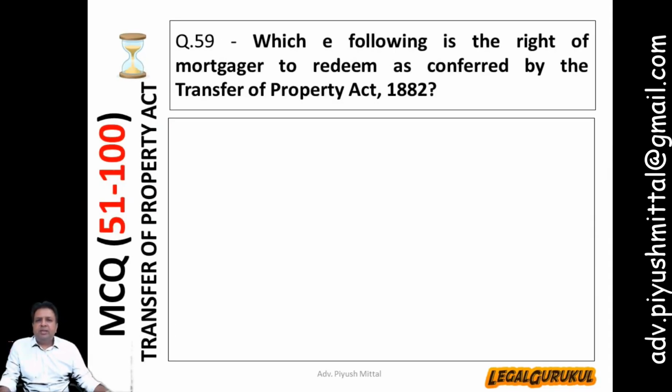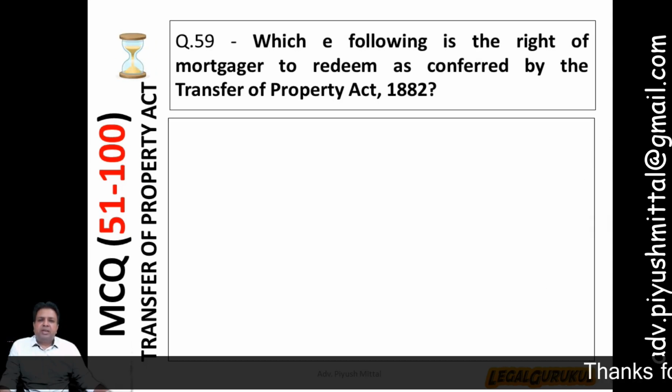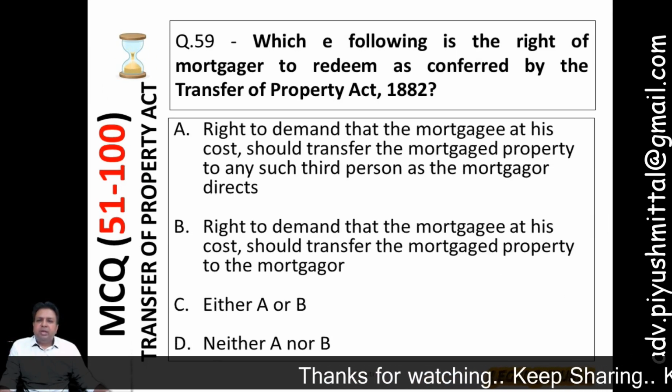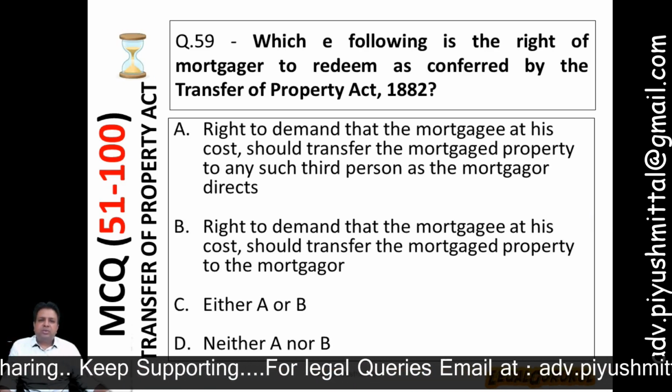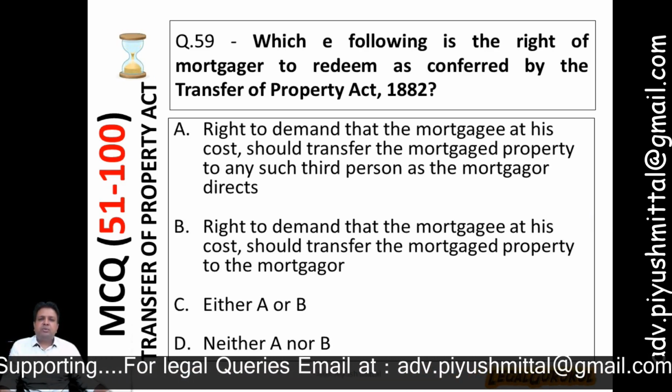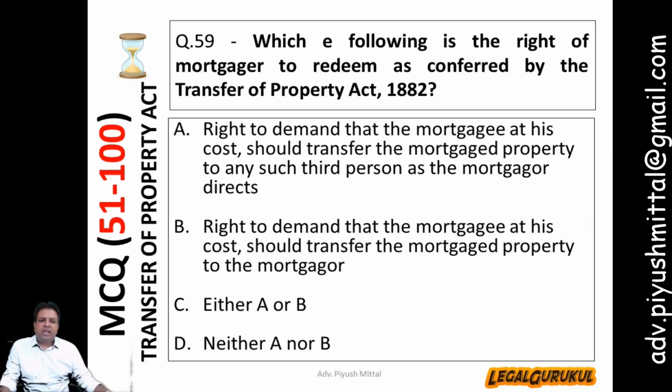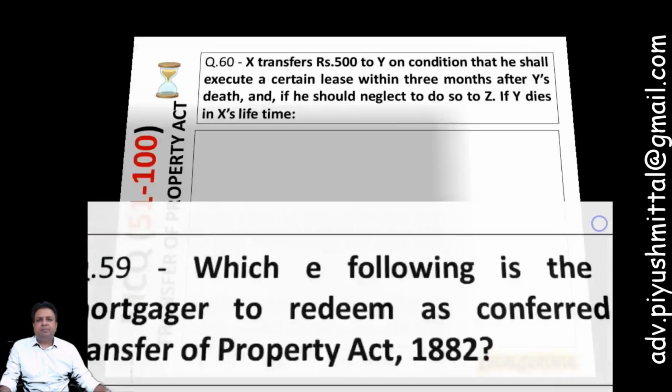Question number 59. Which of the following is the right of mortgagor to redeem as conferred by the Transfer of Property Act 1882? A, right to demand that the mortgagee at his cost should transfer the mortgaged property to any such third person as the mortgagor directs. B, right to demand that the mortgagee at his cost should transfer the mortgaged property to the mortgagor. C, either A or B. D, neither A nor B. And the correct answer is D, neither A nor B.